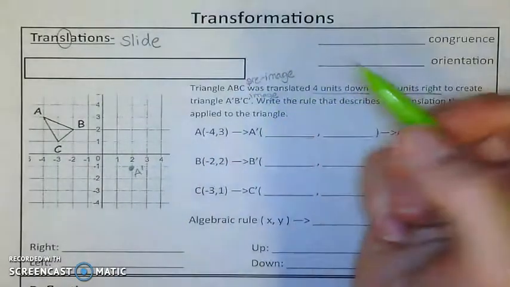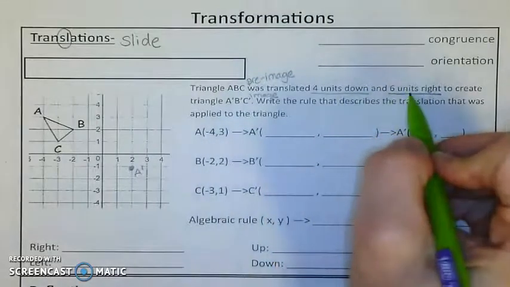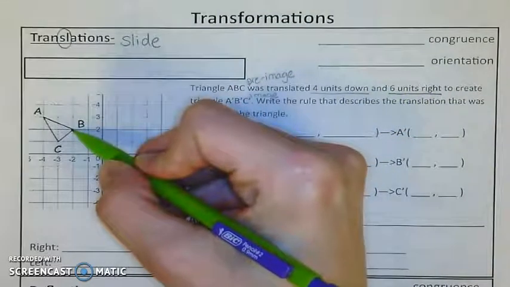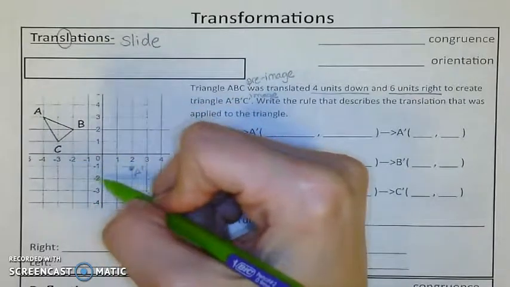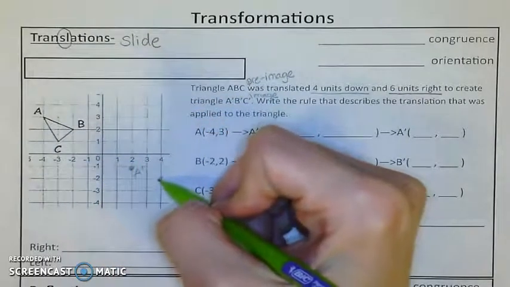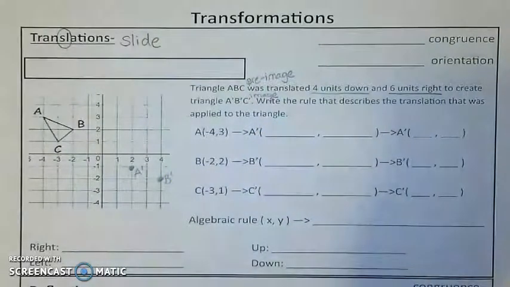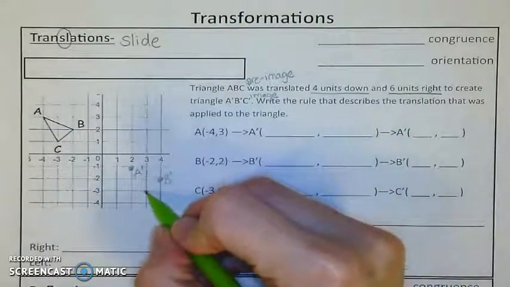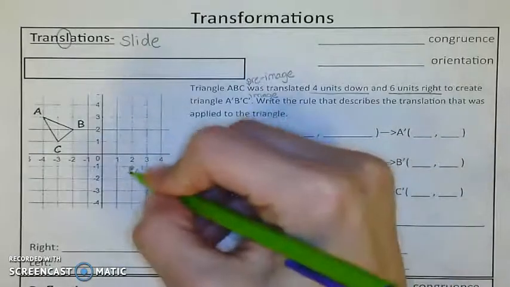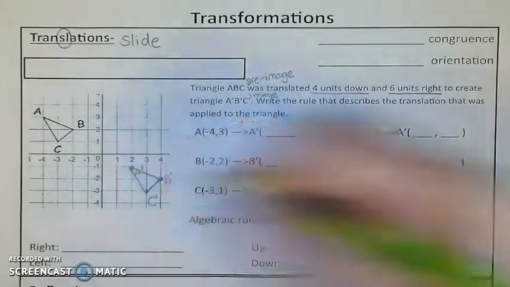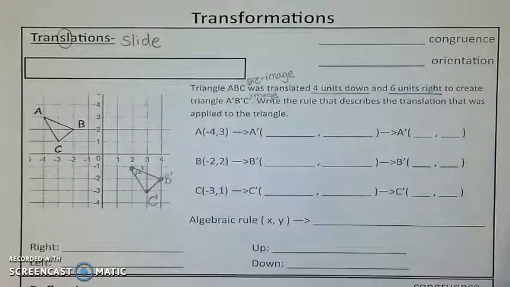Let's go ahead and do the same thing with point B. Again, we're going to go 4 units down and 6 units to the right. So we're going to go 0, 1, 2, 3, 4, 1, 2, 3, 4, 5, 6. Again, that's called B prime. Go ahead and pause the video here and see if you can find the location of C prime as well as labeling it. So hopefully you found that C prime is located right here. And then we can go ahead and connect our dots. That is our new image triangle.